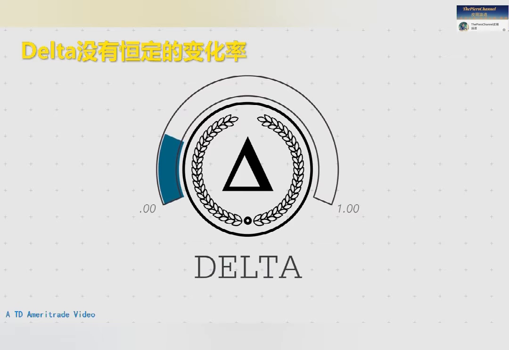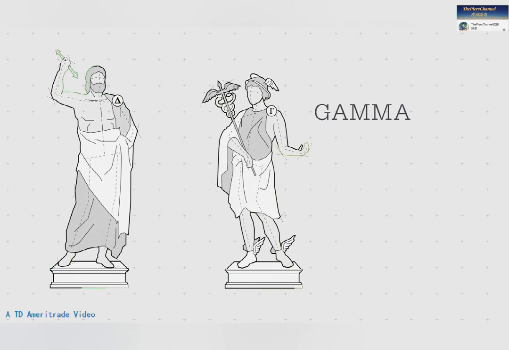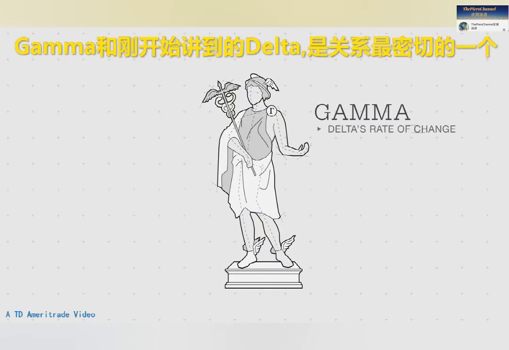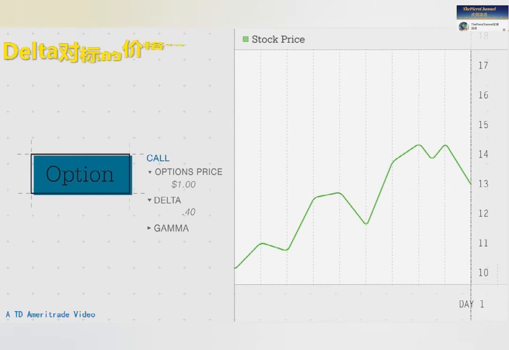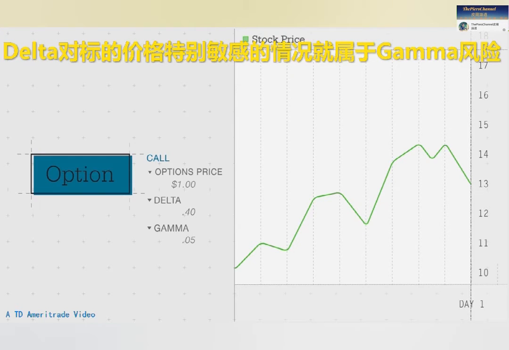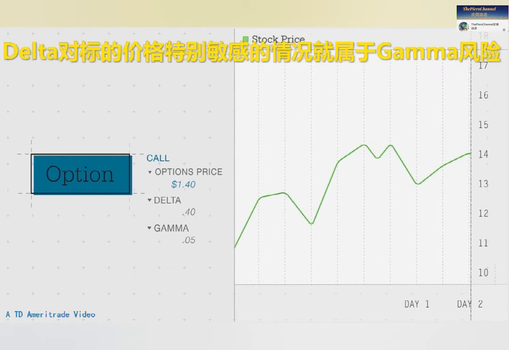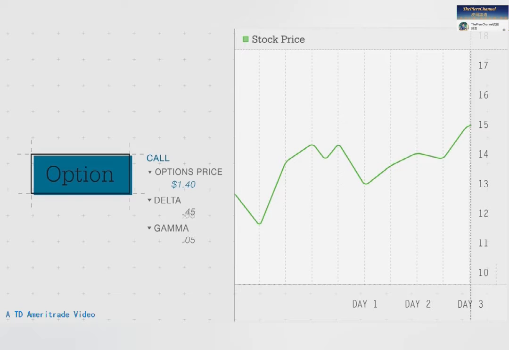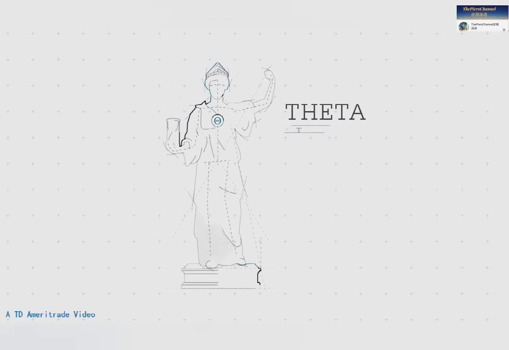To understand how this works, let's look at the next Greek, Gamma. Gamma is Delta's Hermes, his right-hand man in the price domain. Gamma measures Delta's expected rate of change. If an option has a delta of 0.40 and a gamma of 0.05, the premium will be expected to change 40 cents with the first dollar move in the underlying. Then, to figure out the impact of the next dollar move, simply add delta and gamma together to find the new delta, 0.45.